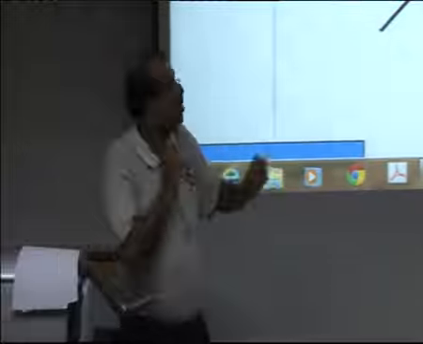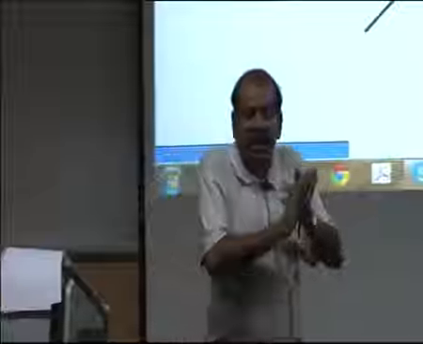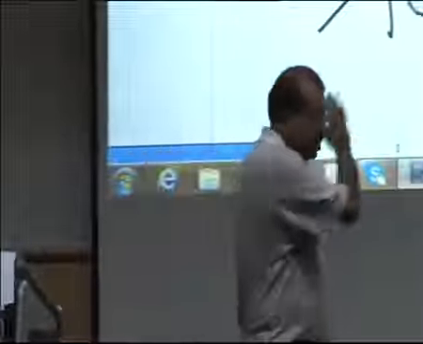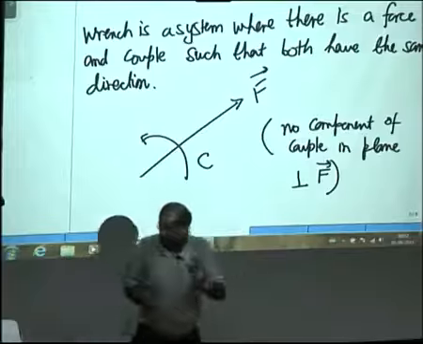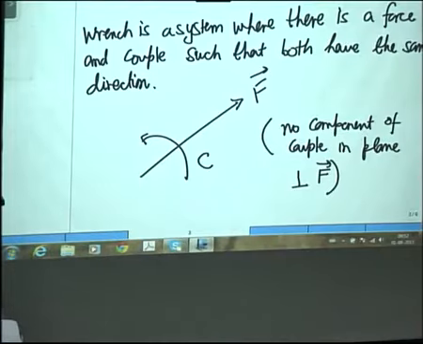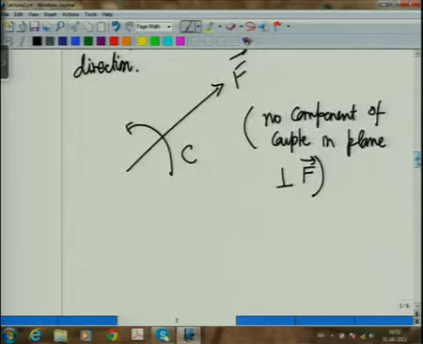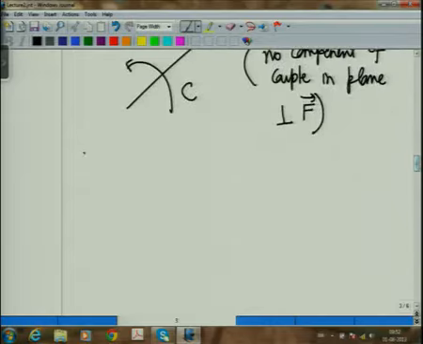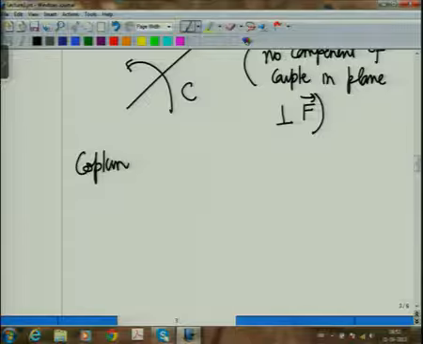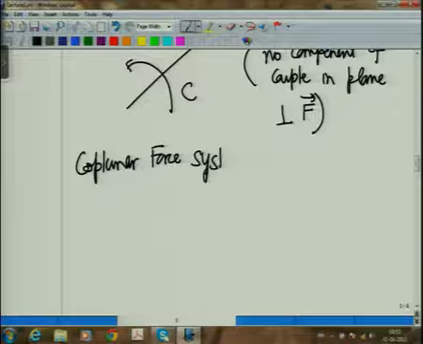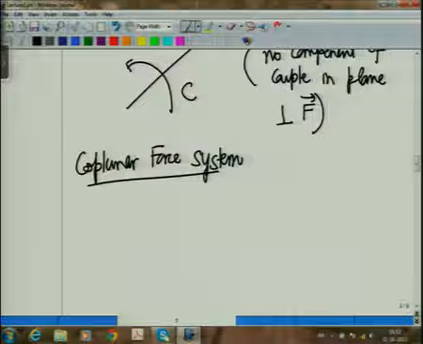And what I will show is that any general force system can be reduced to a wrench. And this is very straightforward to show. But before that, this is for the simplest system. Let's see, there are two special cases. First, let's talk of what is called a coplanar force system.